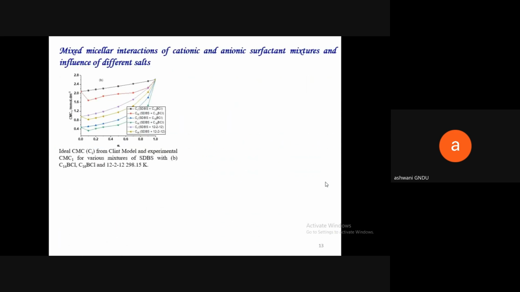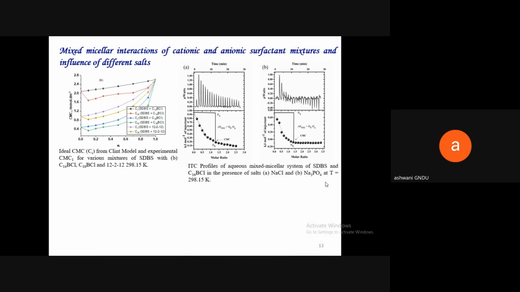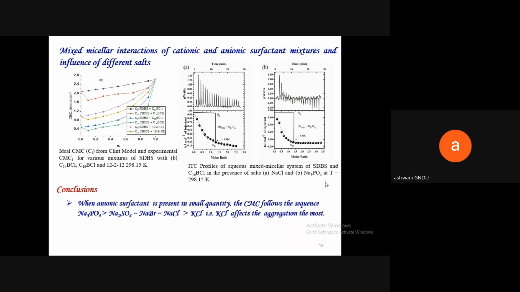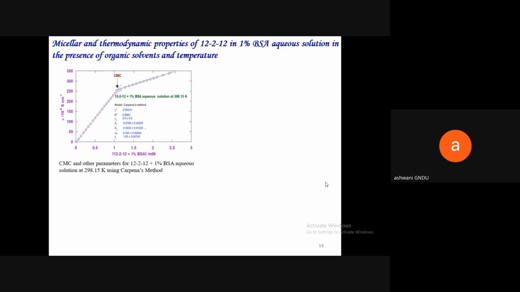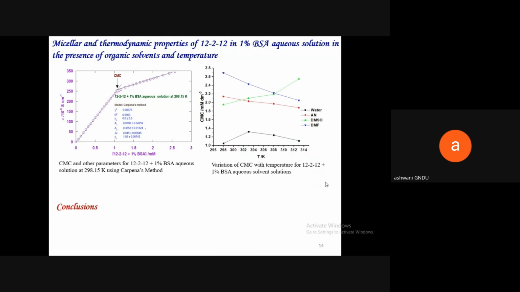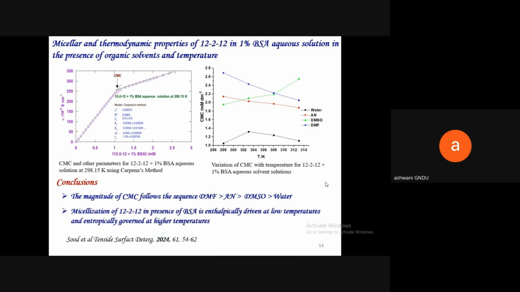Now here also we have studied different types of salts, and their studies are presented here. ITC measurements have been carried out to determine the delta H values, and these are the various conclusions. These are the factors which affect the different types of salts, how they affect the CMC and the micellization behavior of surfactants. Finally, we have carried out the studies in the presence of polymer like BSA, and their studies have been published. How the solvent affects the CMC of the surfactant has been published in the following journal.